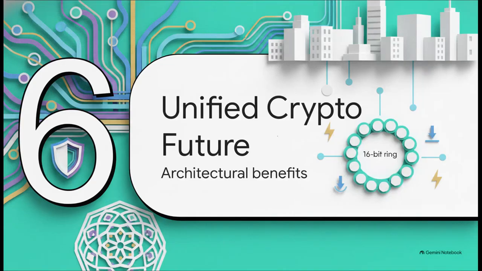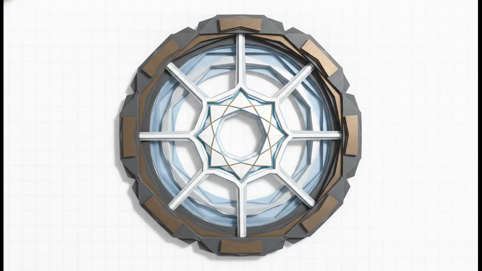Finally, Part 6, the unified cryptographic future. Let's pull all these threads together. We've seen how standardizing on this 16-bit ring drops your packet sizes and saves you a ton of power. But standardizing on this ring also perfectly sets up your infrastructure for the future.